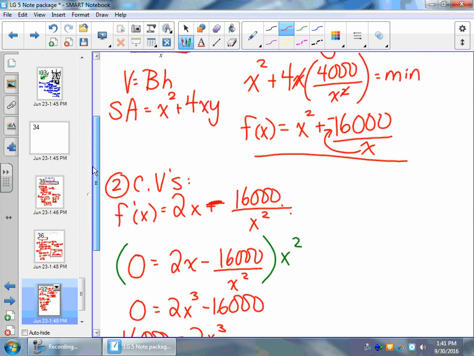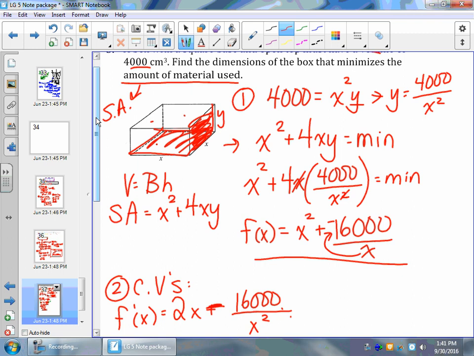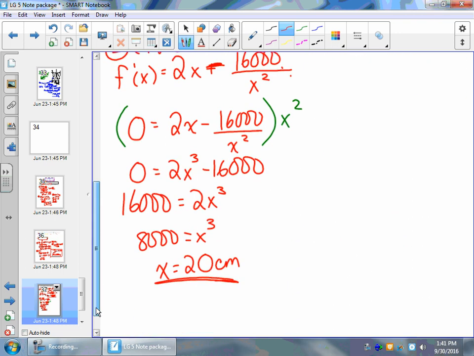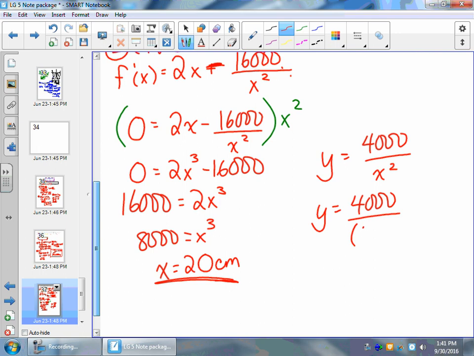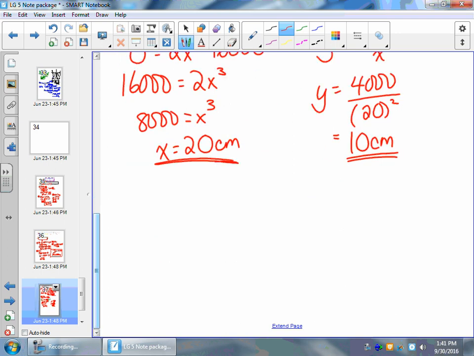Let's go back up. Look at this equation where I've got y equals 4,000 divided by x squared. So that must mean 4,000 divided by 20 squared, and that's going to give me 10 centimeters. So the question is saying find the dimension of the box. Well, the bottom, so I'll just say therefore the dimensions.